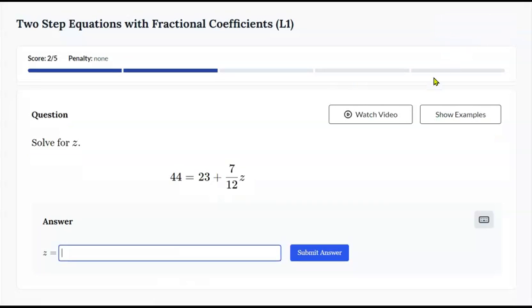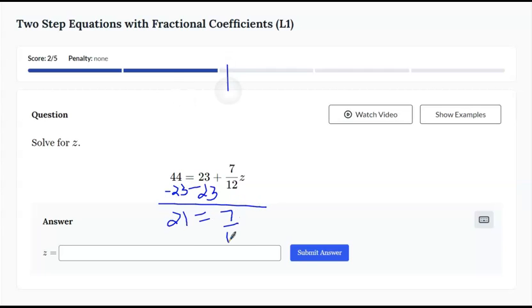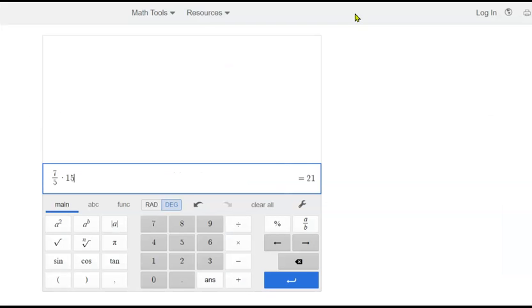All right, let's try this one last time. So I'm going to subtract 23 from both sides, giving me 21 is equal to 7/12 Z. And then to clear a coefficient that's a fraction, we multiply by the reciprocal. So flip that fraction over. So 12/7 times 21. Clear this. Fraction button. 12/7 times 21. 36.